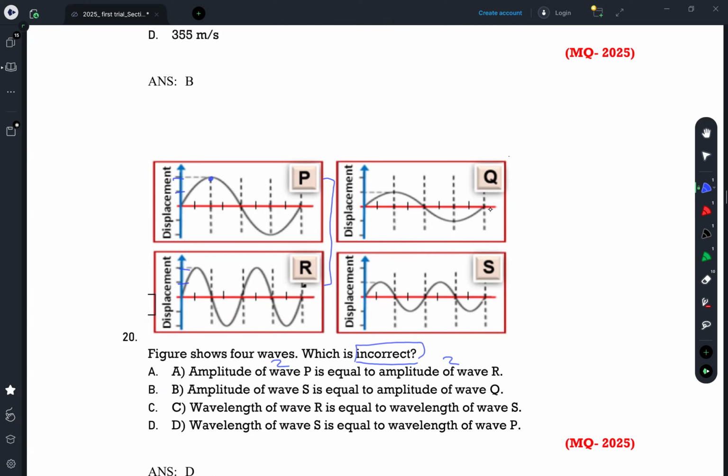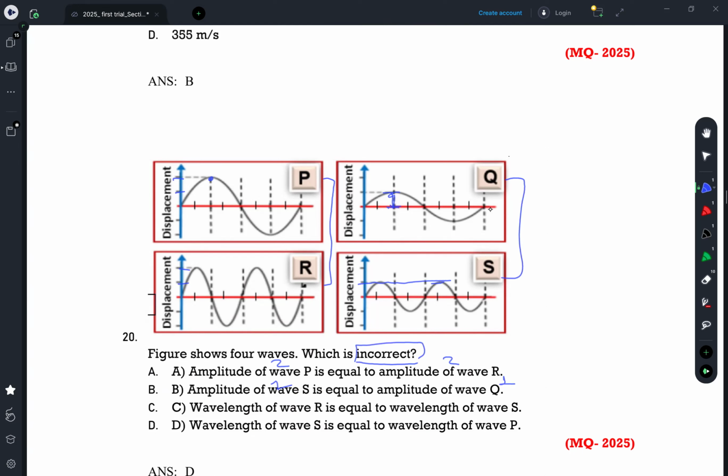Amplitude of S is equal to Q, S and Q. Check them. Q amplitude is 1 unit. S is also 1 unit. 1 unit and 1 unit, they are equal. We are looking for incorrect. This is not incorrect. Wavelength of R is equal to wavelength of S.